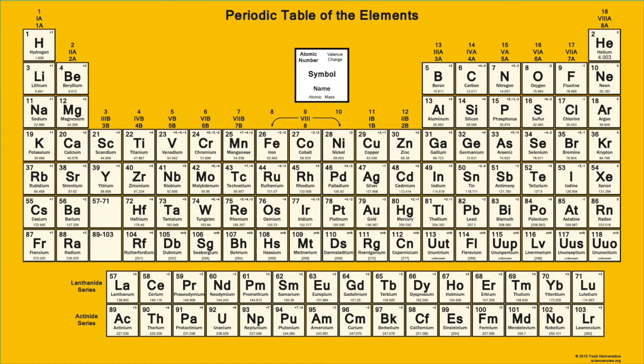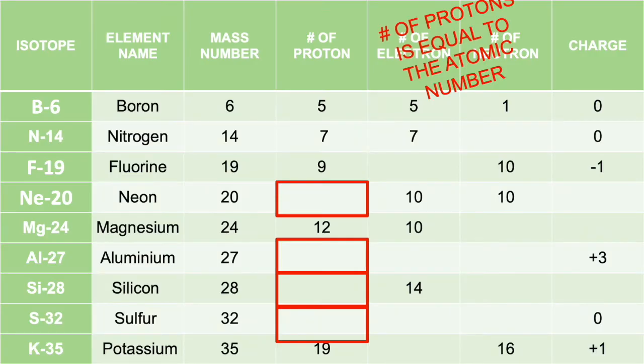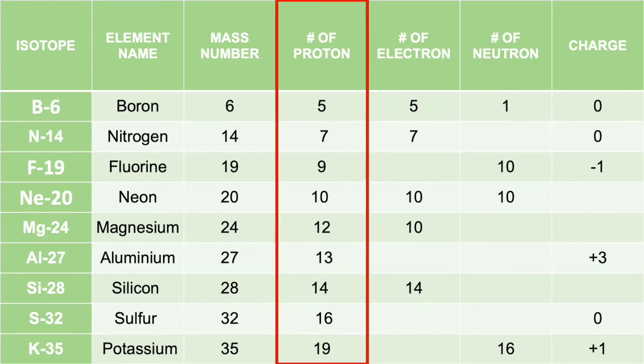So again, utilizing our periodic table of elements, look for neon, aluminum, silicon, and sulfur. Again, the number of protons is equal to the atomic number of that element. So the answer for neon is 10. Correct. 13 for aluminum, 14 for silicon, and 16 for sulfur. Did you get all answers correctly? Well done! That is all for determining the number of protons.